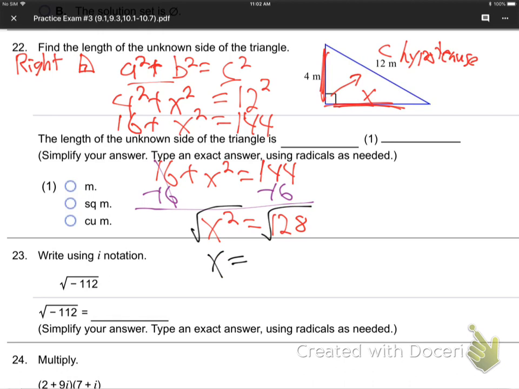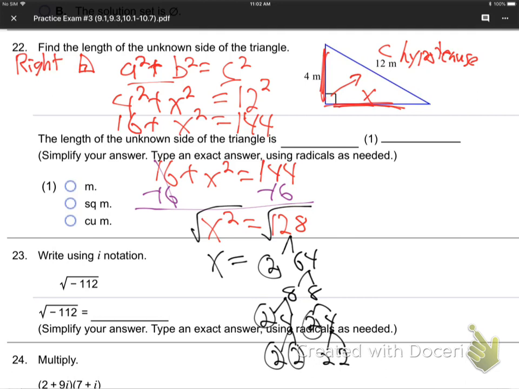And so, what is that? The square root of 128. So we got to break down the 128. That's 2 times 64, 8 times 8. Each of those is 2 times 4, and each of those 4s is 2 times 2. So you got 1, 2, 3, 4, 5, 6, 7 2's. So that's the square root of seven 2's.